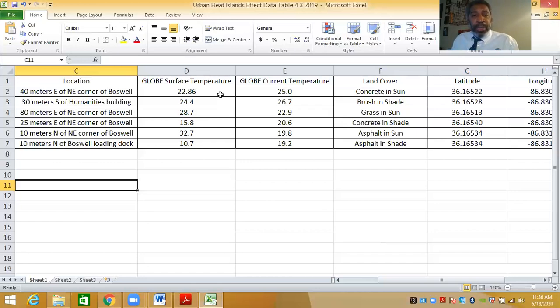Now we move to the asphalt in the sun. Now we can see how albedo, in this case the low albedo of the asphalt, results in quite a striking difference between the temperature of the air versus the surface temperature of the asphalt. Remember, asphalt is a black surface, and it tends to warm up very quickly.